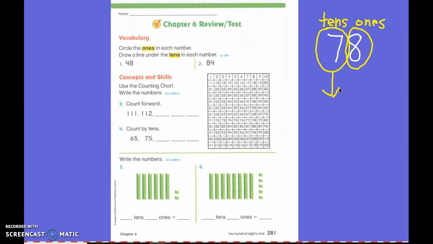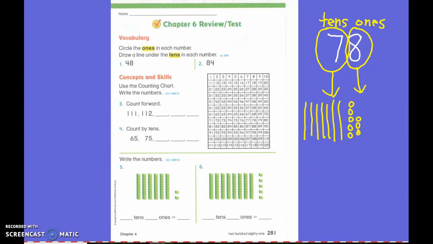How many tens am I supposed to draw? 7. And how do I draw a quick 10? A line. How many am I going to draw? 7. And then this number tells me what? To draw 8 ones. Okay, so I drew 78.